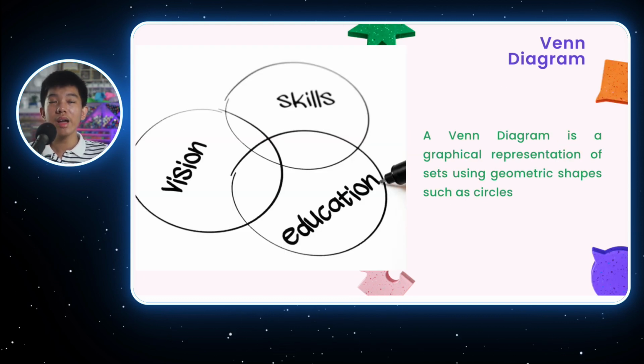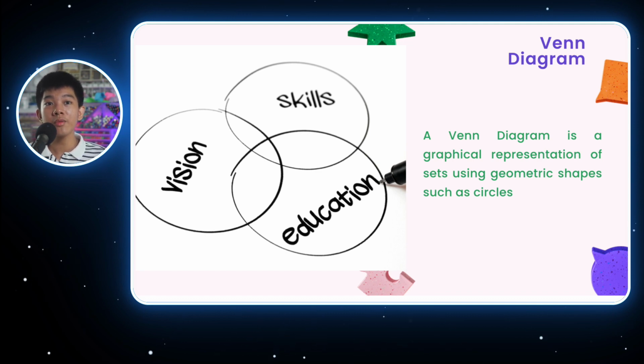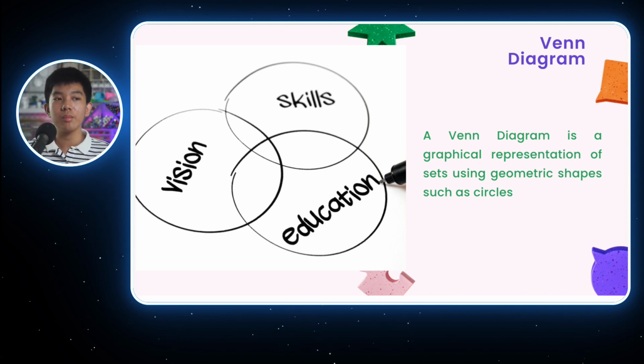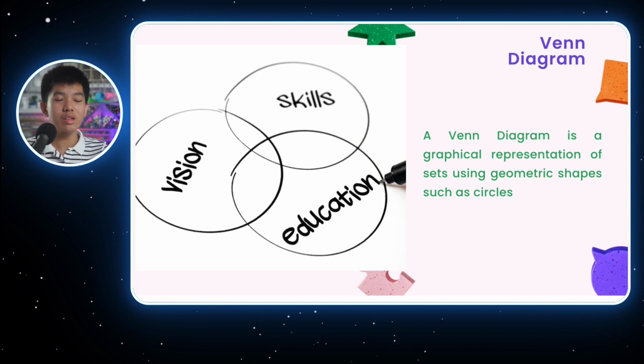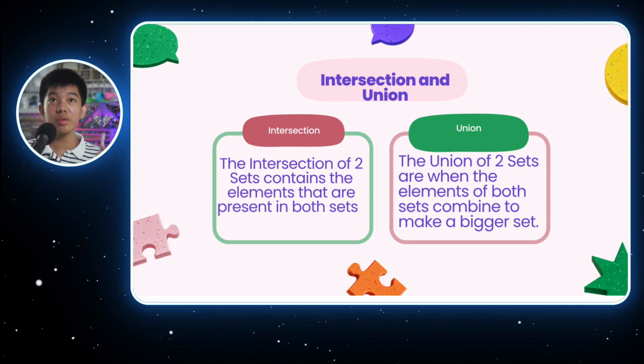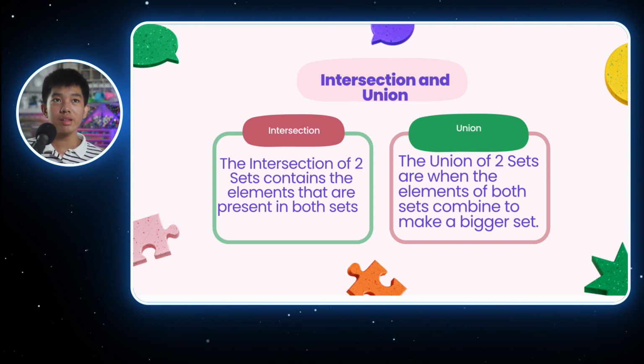You can also use a Venn diagram to represent sets. It's basically a graphical representation of sets using geometric shapes such as circles. And when you make these circles, you add the elements in them. But then this leads us to the next part: intersection and union. Intersection is basically the intersection of two sets. It means you have to find a number within both sets that is the same. I'll show you later. And union involves combining two sets by combining the elements in both sets to make one huge set.